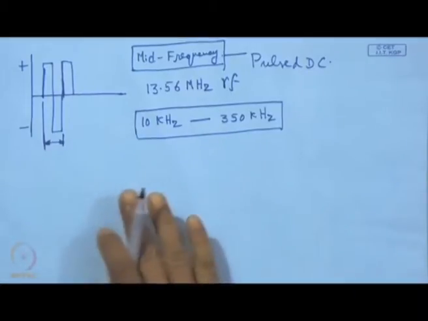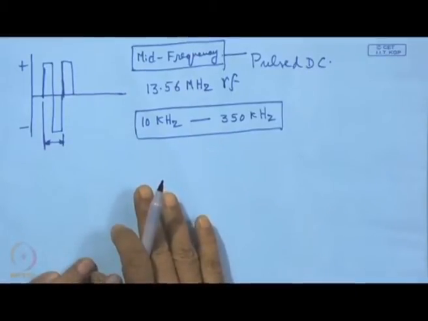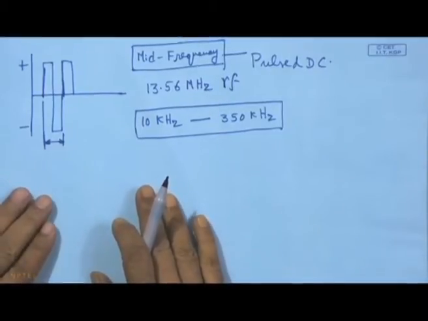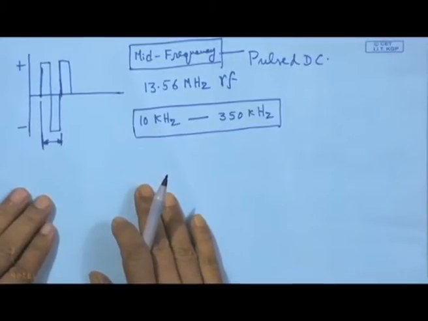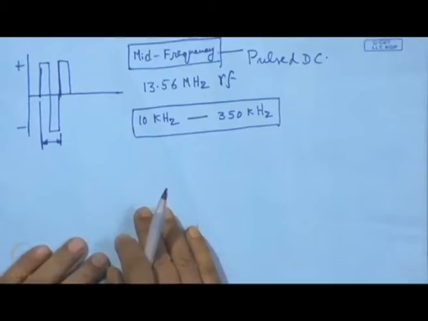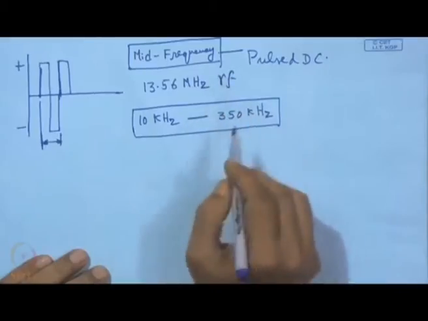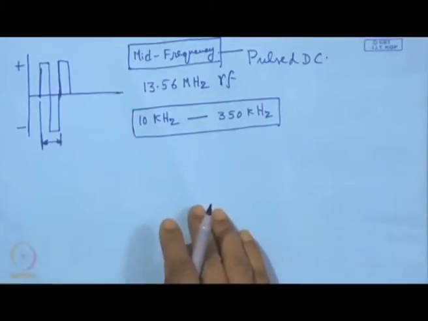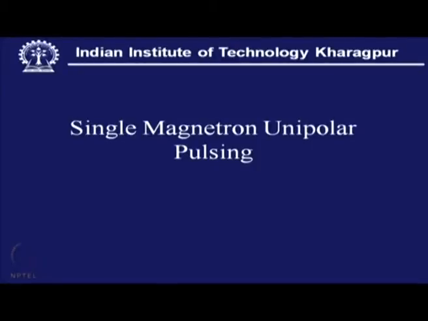So, there are a lot of variations possible with such an option with the power supply, and this can be one of the areas of interest for those interested in sputtering technology, and this is going to be and is being used as one of the alternatives to this RF sputtering. Now, in this mid frequency pulse DC, what can we do? We have a lot of options.